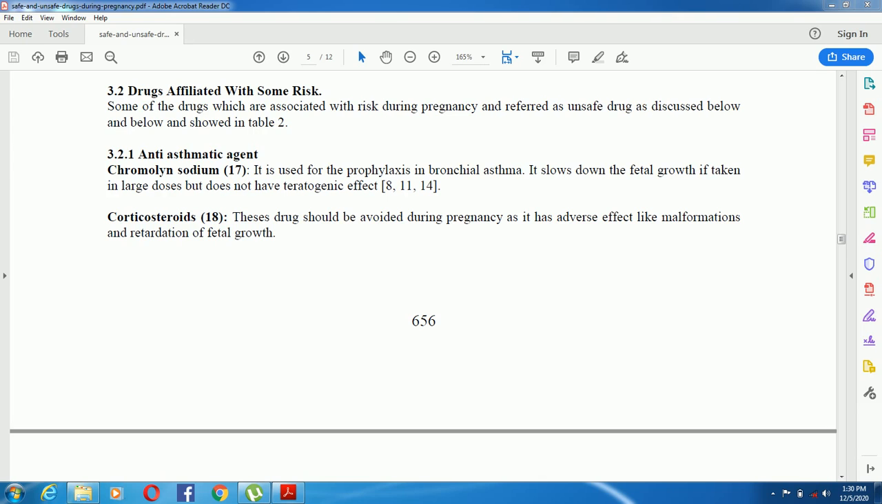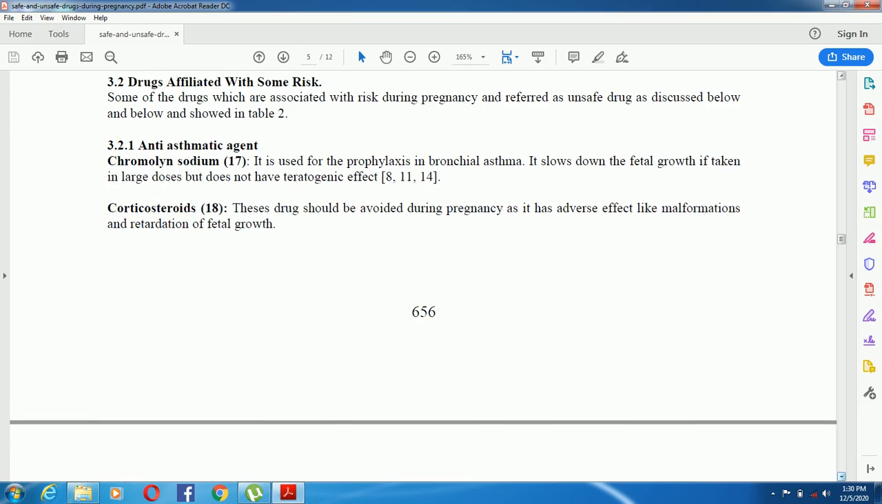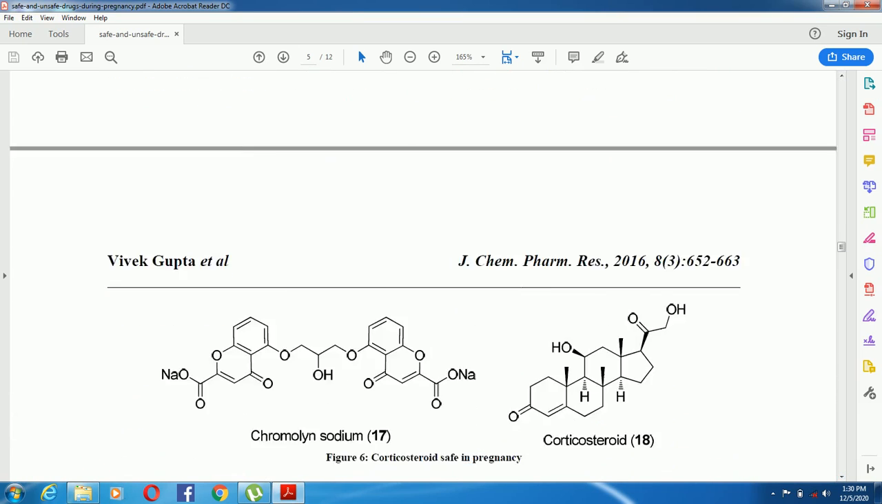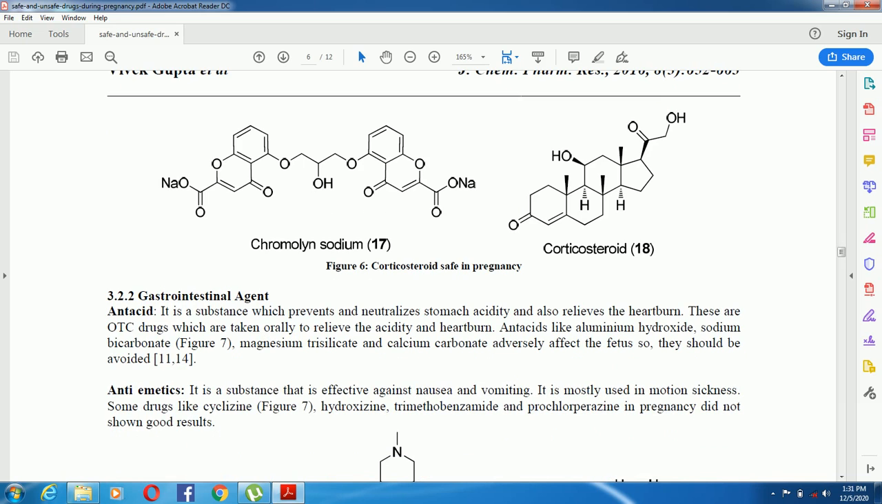Corticosteroids should be avoided during pregnancy as they have adverse effects like malformations and growth retardation of the fetus, so the growth of the fetus may become stopped. So corticosteroids are not safe during pregnancy. It is very important to know about each and every drug and its uses.